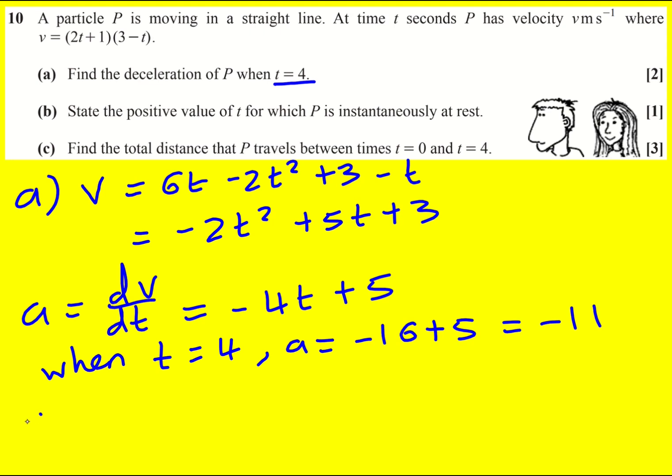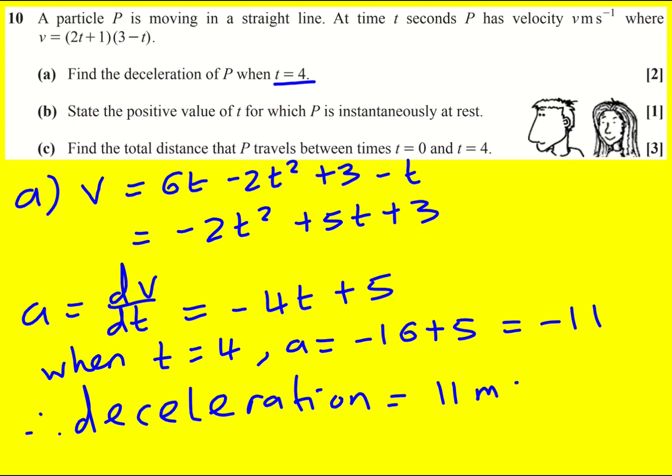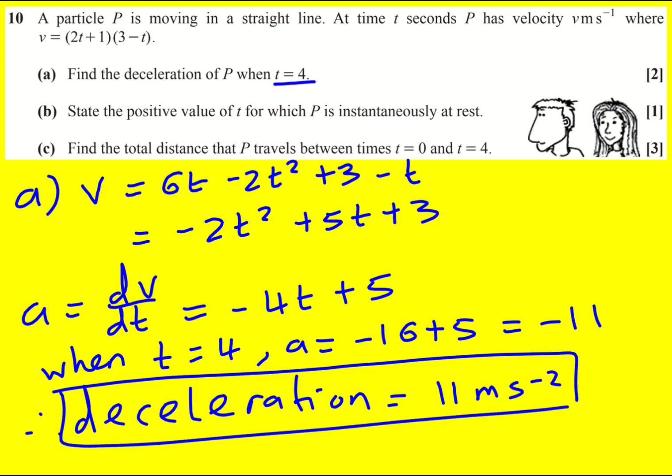Now we're actually asked for the deceleration. So the deceleration is 11, because it's how much it's slowing down. So it's 11 meters per second squared. And it is expected that you give it as a positive quantity.